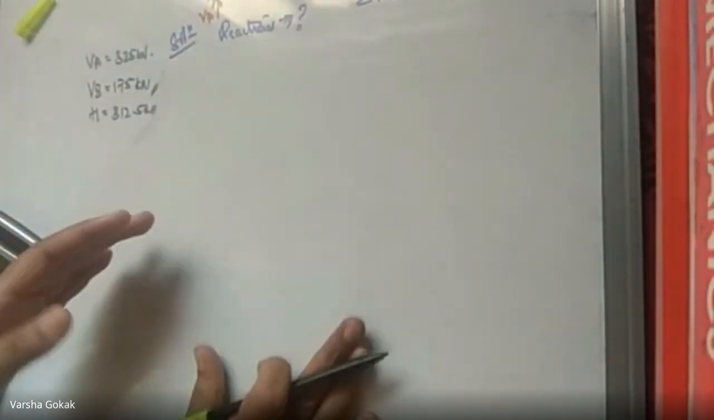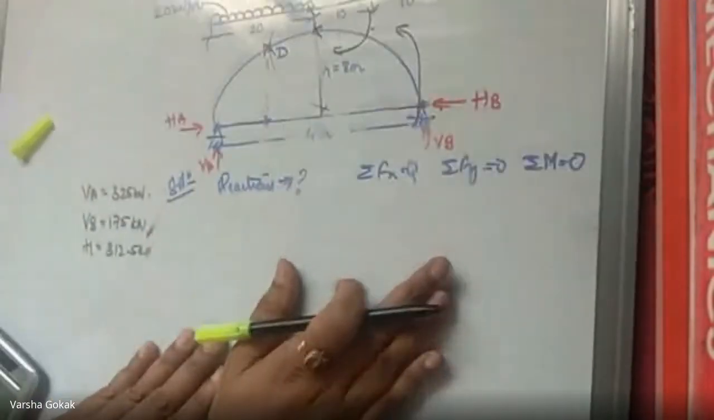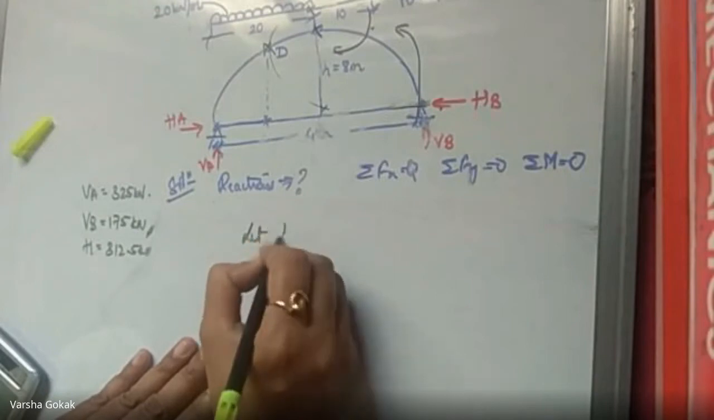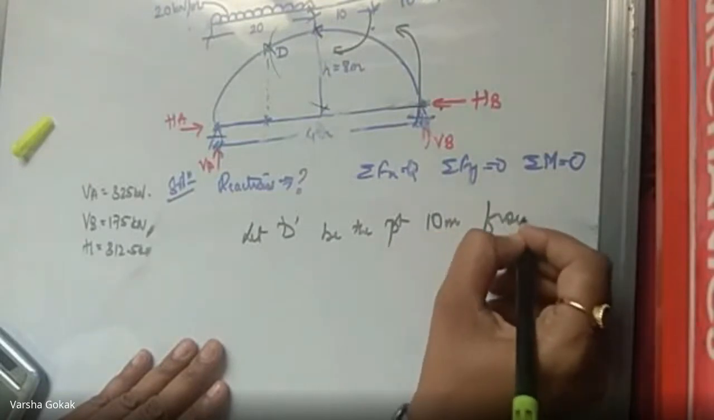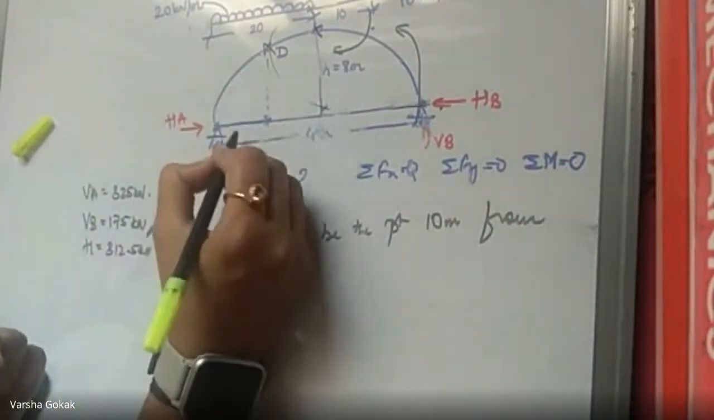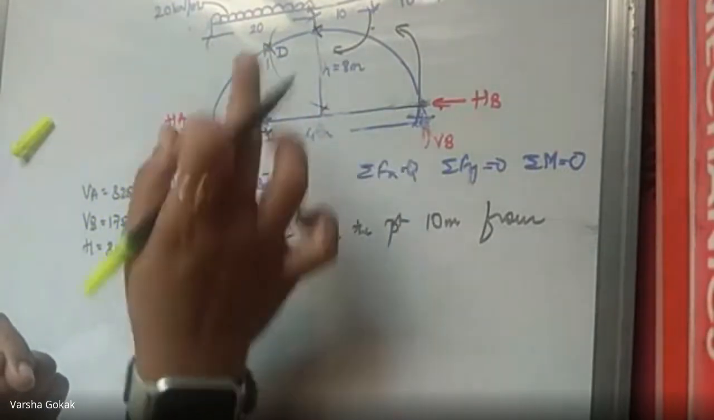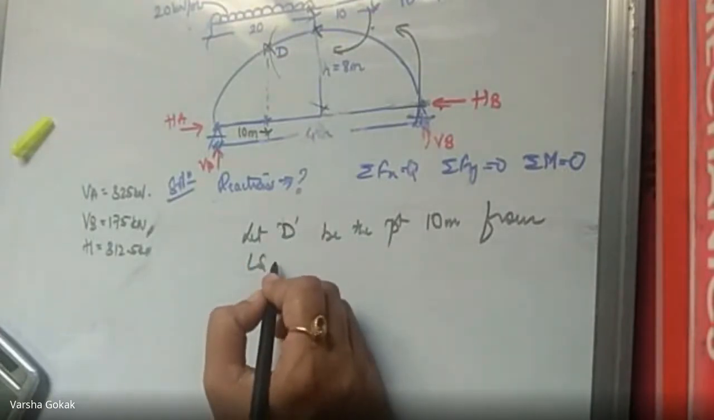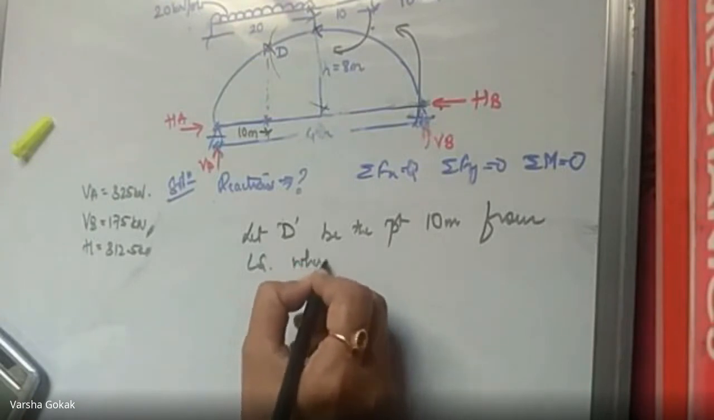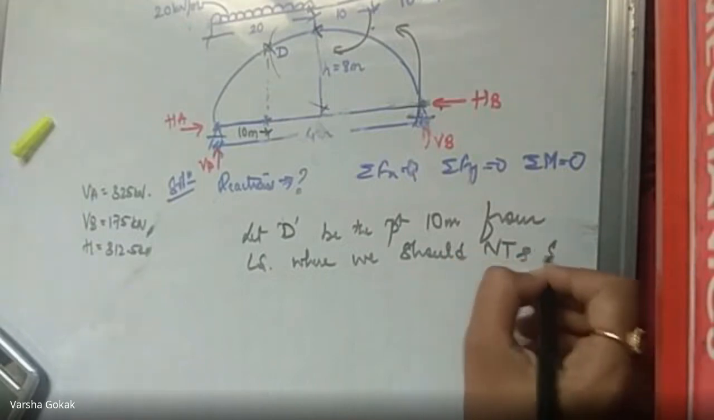Next, I will use the properties of a circle to find the other. So we know that at point D, we are supposed to find the normal thrust also. So let us say, let D be the point 10 meters from left support. Okay, it is given in the question. Take point D, which is 10 meters from left support, get the normal thrust. So we'll name it as D, 10 meters from the left support, where we have to find normal thrust and shear.